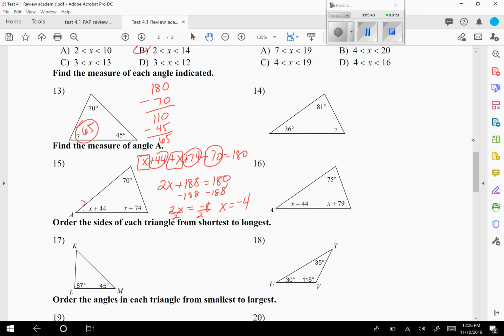And so now we go over here and we plug in. Instead of x, we're going to do negative 4 plus 44. So angle A is 40 degrees.